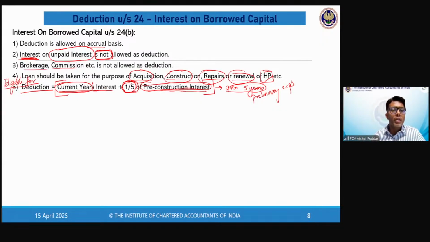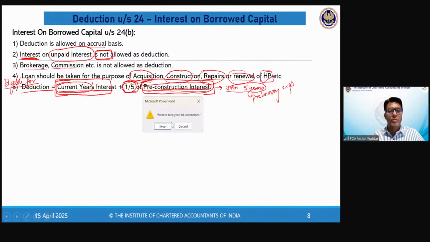Now for computing interest, as you can see, there are two possibilities, or two situations, two types of interest. One is the current year interest. One is the pre-construction interest. Correct? Now, what are these two? How to compute these two? That is now what I'm going to explain to you with the help of case studies. Bunny Preet, be patient. Everything we'll discuss.